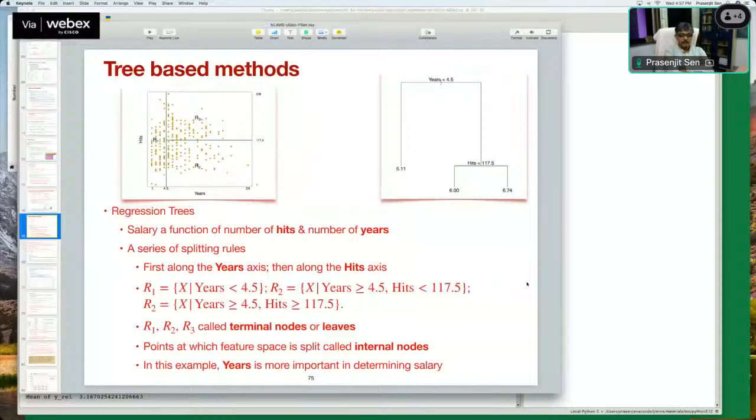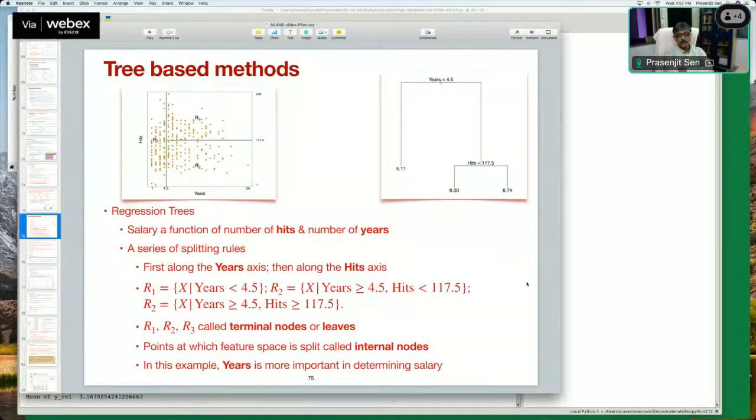So there is this general class of methods called tree-based methods, and Dr. Mishra has explained in detail what tree-based methods are. Let me quickly recap some of the concepts. And the first thing we'll talk about is regression trees. So we have a regression problem at hand, and we are trying to apply tree-based methods to that regression problem.